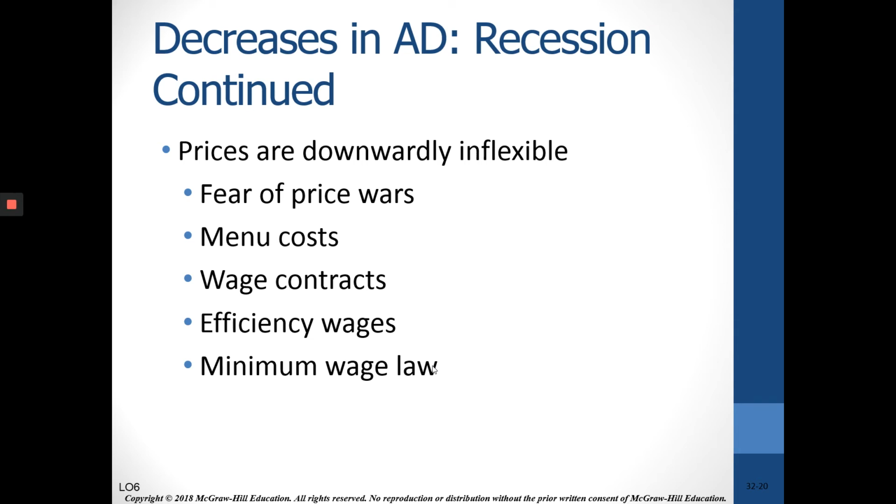Wage contracts are fixed, so businesses cannot pay lower wages. They may have to lay off workers, though, for that reason. And then, of course, there's the minimum wage law. When minimum wages go up, that means that maybe fewer workers might be hired. So that could decrease aggregate demand if they went up too high, possibly.